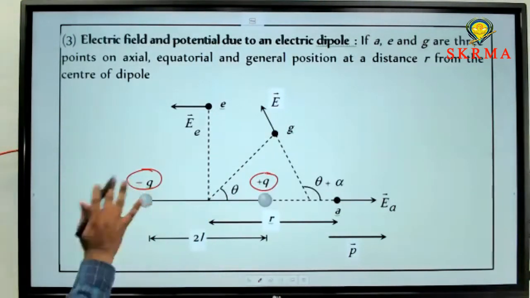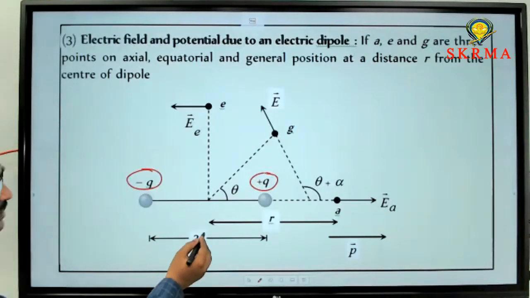Magnitude of that one is Q. Now separation between them is 2L. 2L is the separation between them.